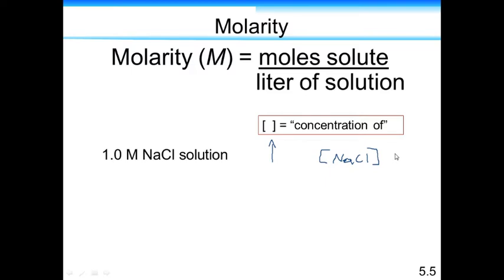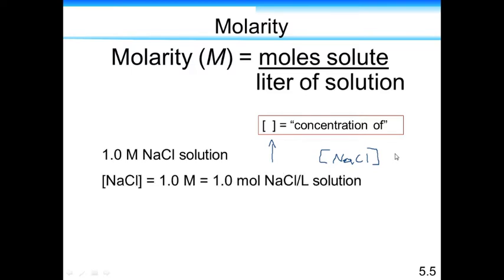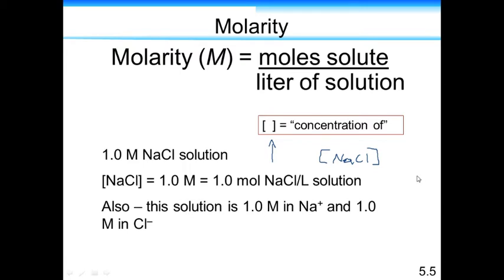So here we have a 1 molar sodium chloride solution. That's 1 mole of sodium chloride per liter of solution. Also, this solution has a concentration of 1 mole per liter of the sodium ion and 1 mole per liter of the chloride anion. And we'll talk a little bit later on about how this ionic compound dissociates in solution.